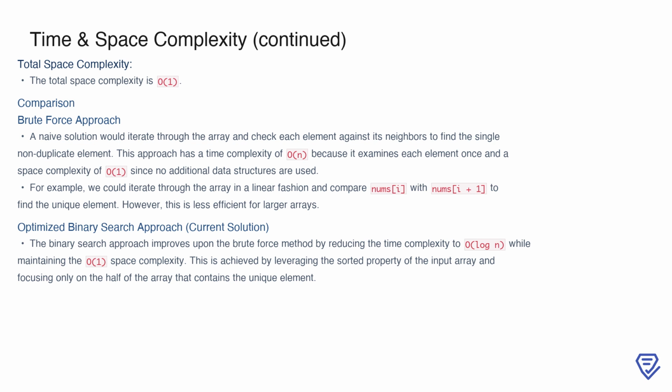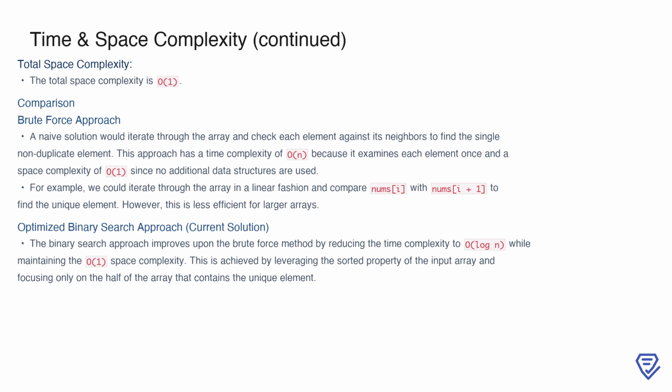To better understand the efficiency of this approach, let's compare it to a brute force method. A naive solution would involve iterating through the array and comparing each element with its neighbors to find the unique one. While this approach is straightforward, it requires examining each element individually, leading to a time complexity of O(n). However, it shares the same space complexity as the optimized solution, O(1), because no additional data structures are used. For example, in the brute force approach, you would check if nums[i] is equal to nums[i+1] for every element until the unique one is found. This works, but it becomes inefficient as the array size grows.